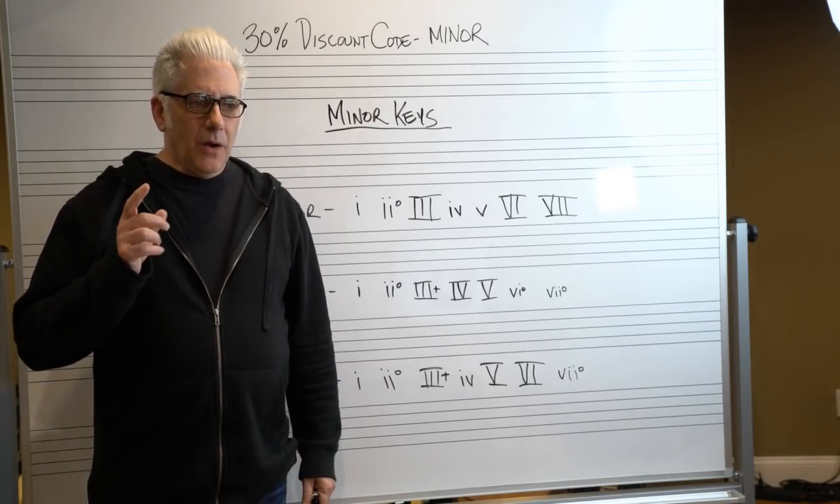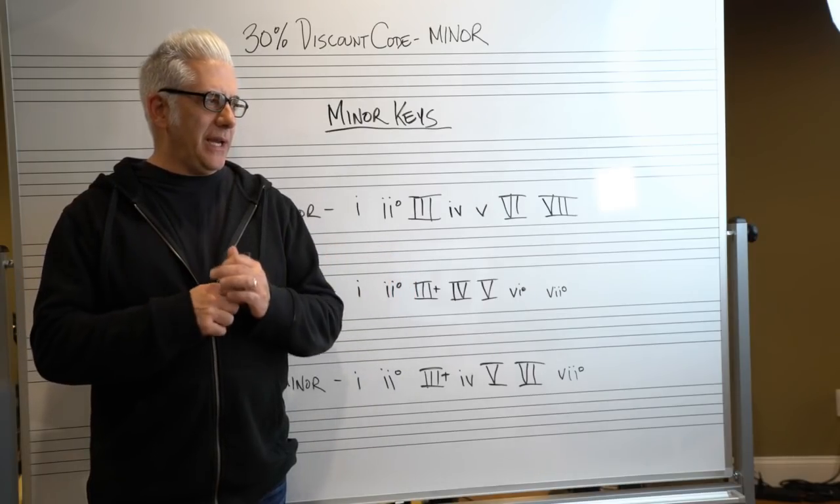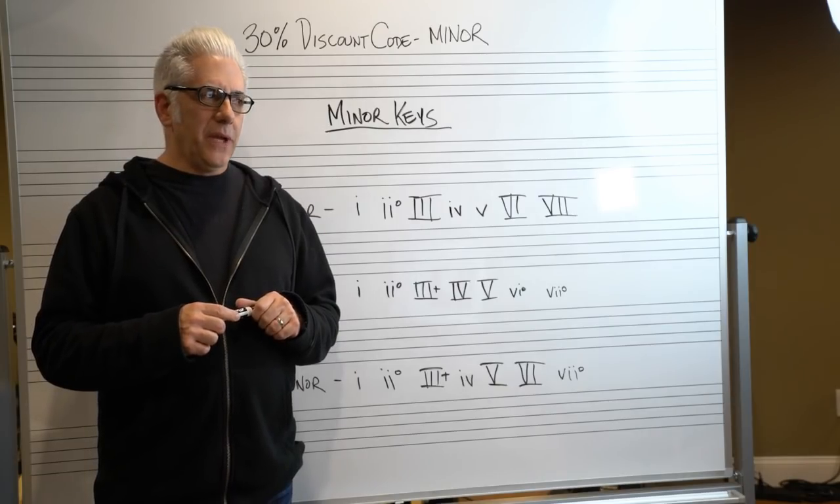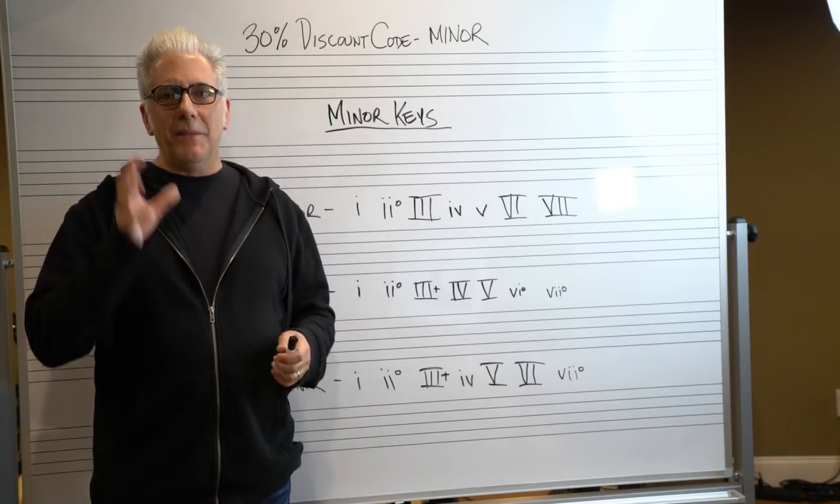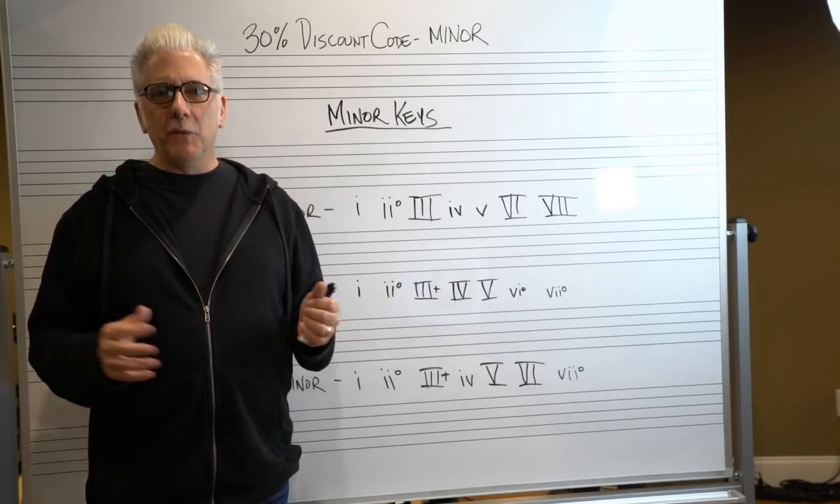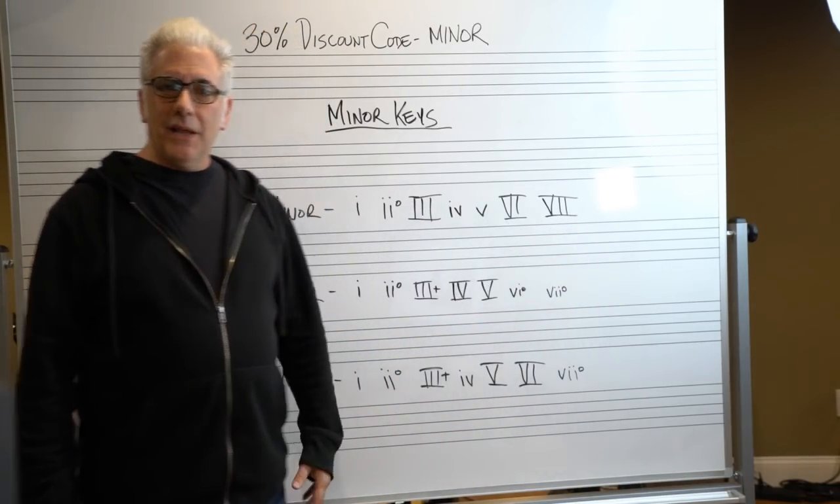Okay, minor keys. What is the difference between major and minor keys? Well, if we're talking natural minor, if we look at a major key and start on the 6th degree and then make that the 1st degree and just reorder everything, we get the natural minor scale, the natural minor key.